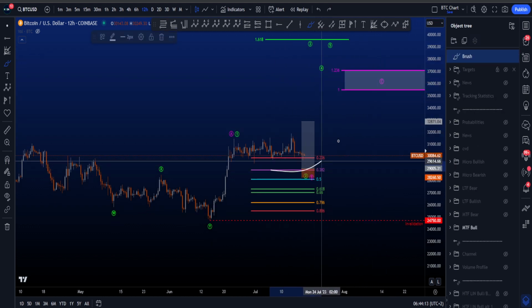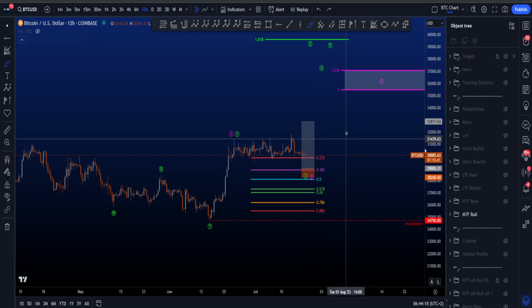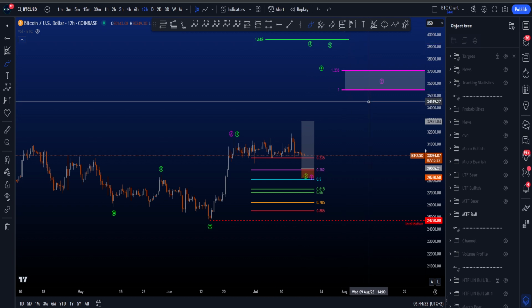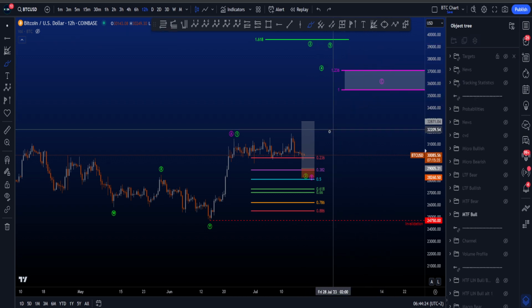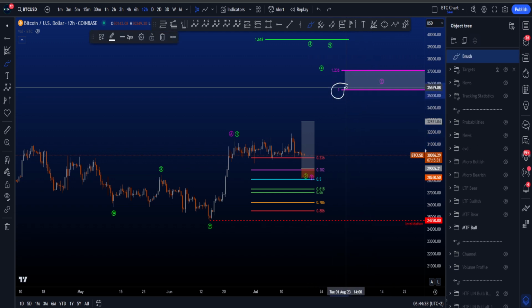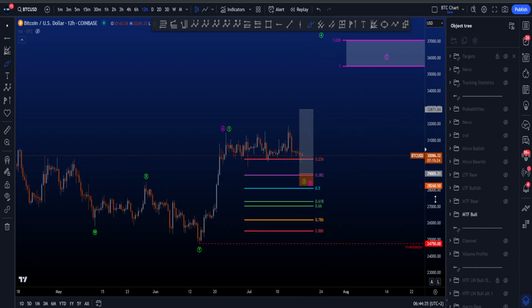Where for a wave 3 we're looking for a more parabolic, highly impulsive move to the upside where volume is increasing as well, with a minimum target being the 1.618 at 39.5k. And for a wave C you want to see a more lazy impulsive structure to the upside where the target area is between the 1 and the 1.236 at the moment, which is between 35.5k and 37k.